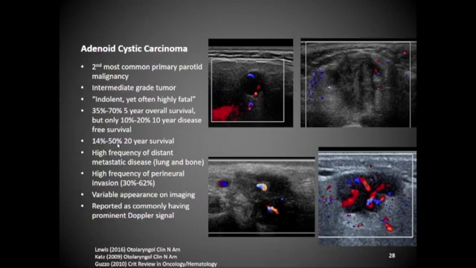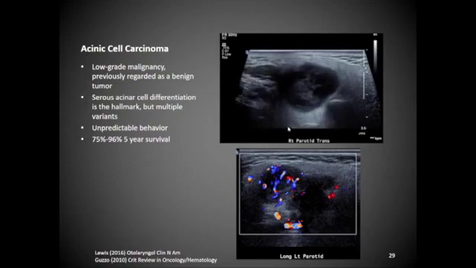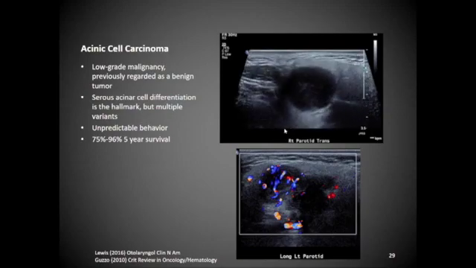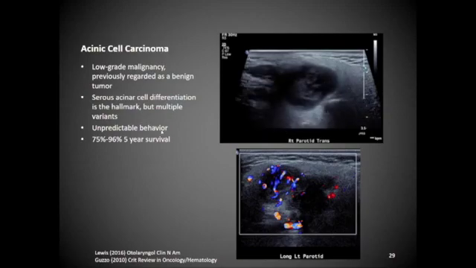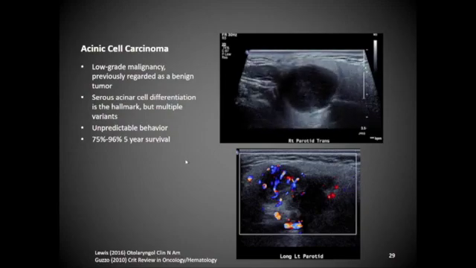Late, distant metastases and local recurrence with perineural invasion, unfortunately, is common. It has a variable appearance on imaging. It's been reported in the literature as having a lot of color Doppler signal. Honestly, I have not found that to be consistent in the cases I have seen. Potentially the third most common primary salivary malignancy is acinic cell carcinoma. It's a low-grade malignancy. It previously was regarded as a benign lesion. It has an unpredictable behavior, but overall a very good 5-year survival.